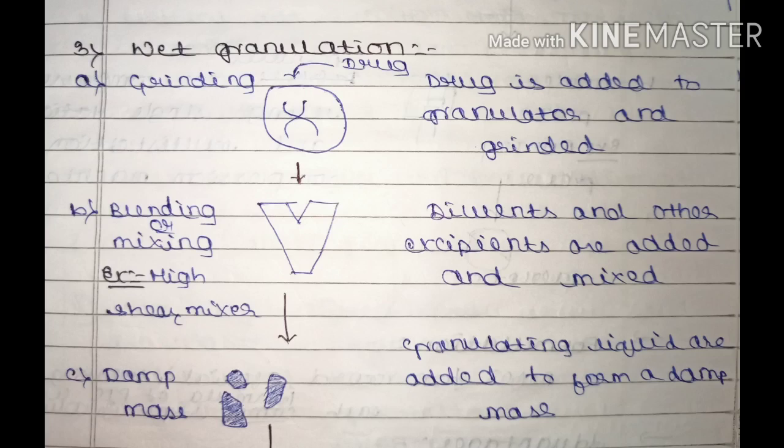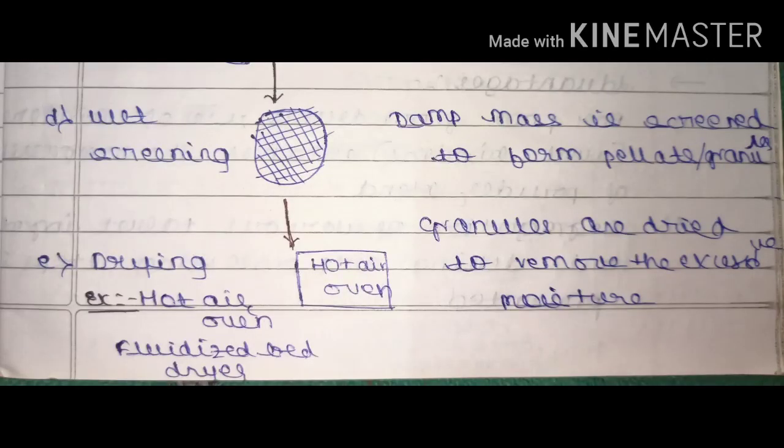In dry granulation, we subject it to compaction, by using the roller compactor or slugging. But here in wet granulation, in the third step, granulating fluid is added to the mixture to form the damp mass. In the fourth step, the damp mass, or paste, is subjected to wet screening upon the sieve to form the pellets.